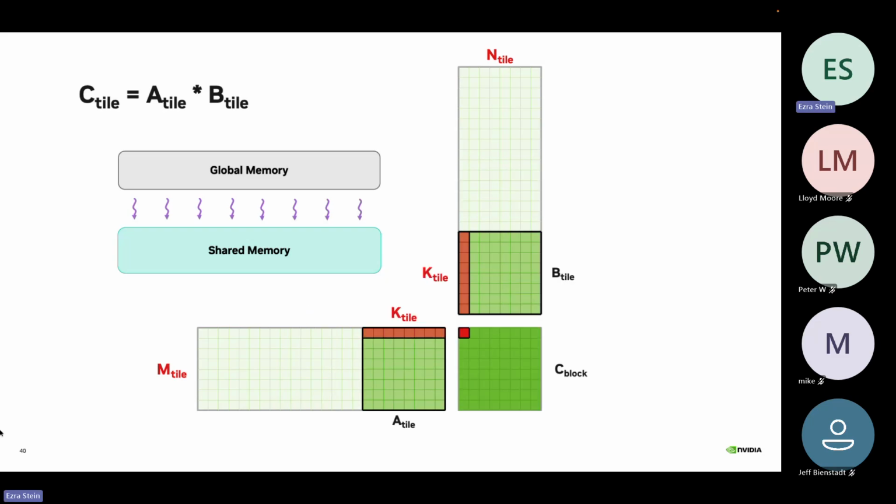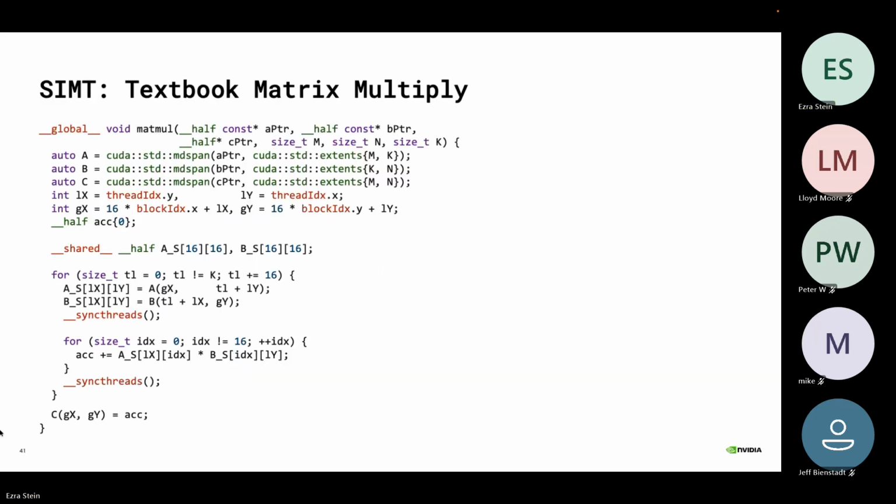So we can take a look at how our improved algorithm works. This is the code for it. Everything at the top with the mdspans and the block index is all the same as before. The first change is this line right here. This is declaring a variable that lives in the shared memory space of the GPU. That's what the __shared__ keyword is doing.